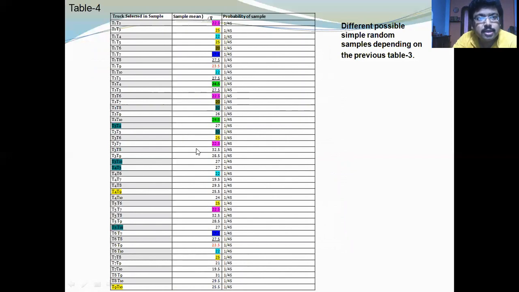We have the sample means. Now the probability of getting T1 T2, that is the sample mean, is 1 by 45, because the total number of samples is 45. The probability of getting T1 T2 is 1 by 45.